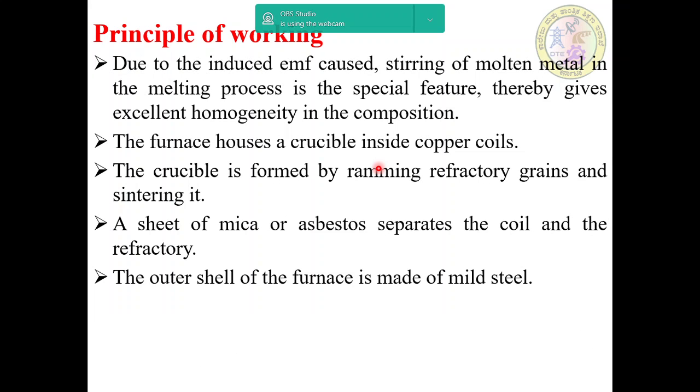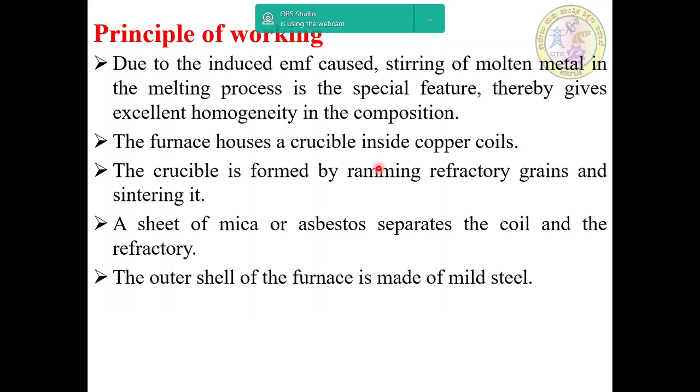Due to the induced EMF, stirring of the molten metal in the melting process is the special feature, thereby giving excellent homogeneity in the composition. The furnace houses a crucible inside copper coils. The crucible is formed by ramming refractory grains and sintering heat. A sheet of mica or asbestos separates the coil and the refractory, and the outer shell of the furnace is made of mild steel.